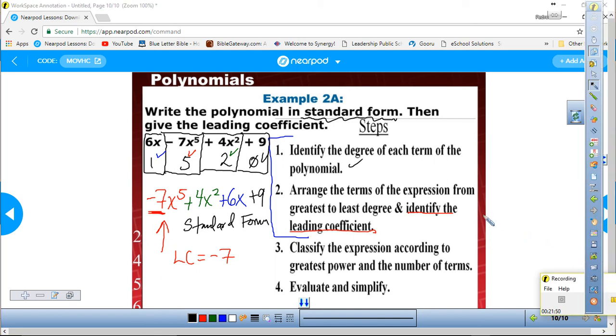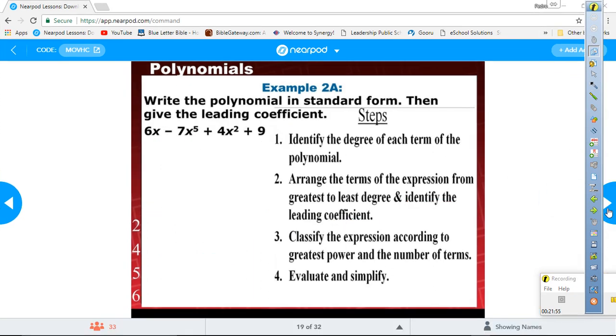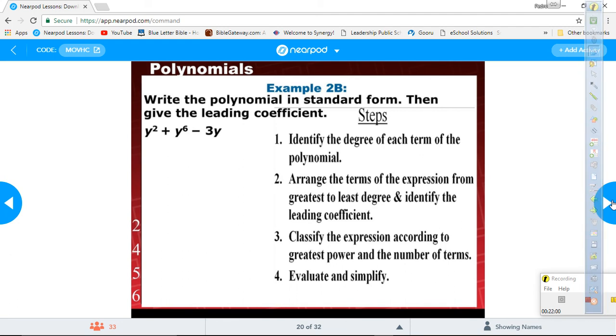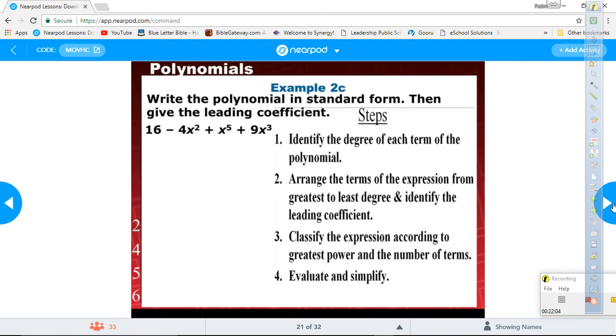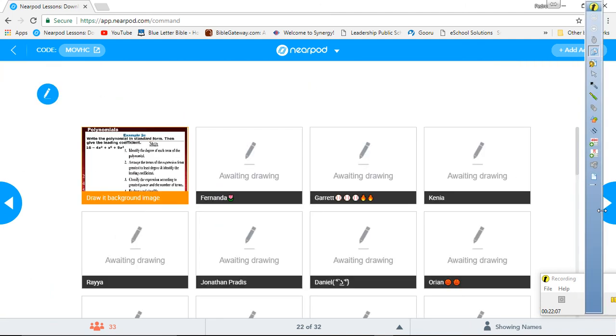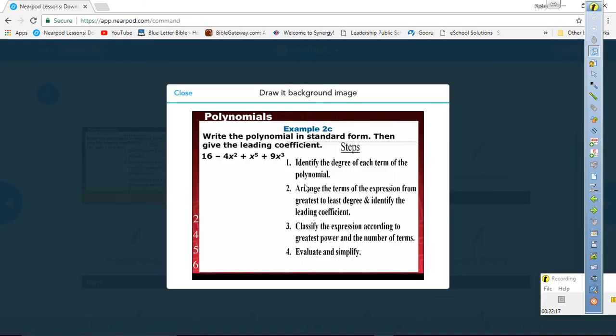I'm going to leave that screen up there for those of you that need to finish. But for those of you that are already done, I'm going to forward the screen to the next problem. You don't have to copy that one. I want you to write it in standard form and give me the leading coefficient. Like, oh, sorry, not that one. This one. Lock your toolbar and write it in standard form and give me the leading coefficient of what's on your screen. Copy that and go.